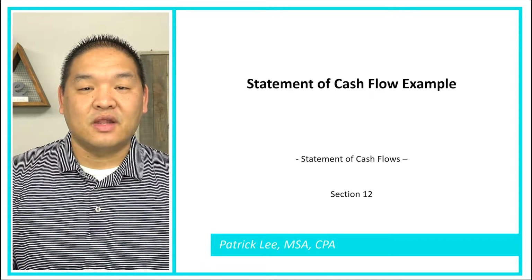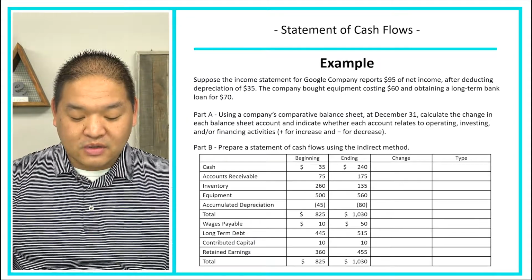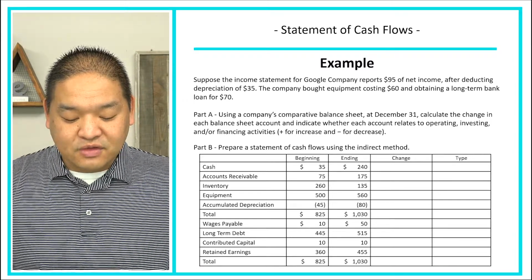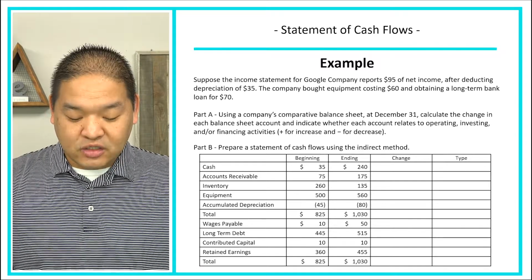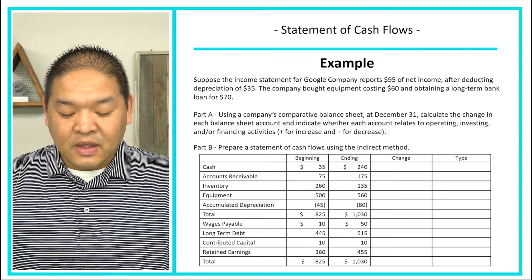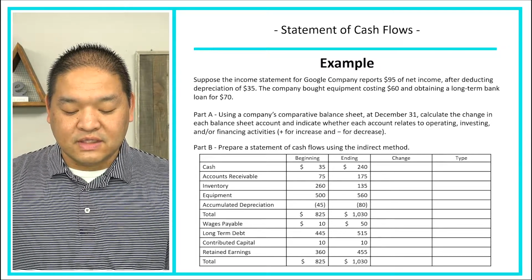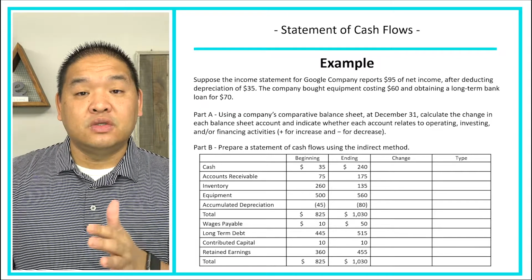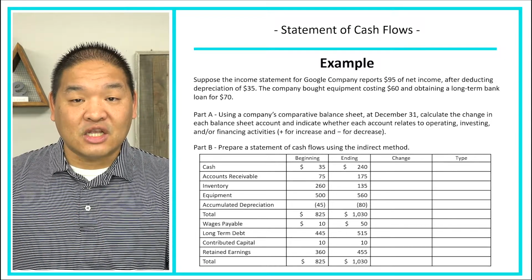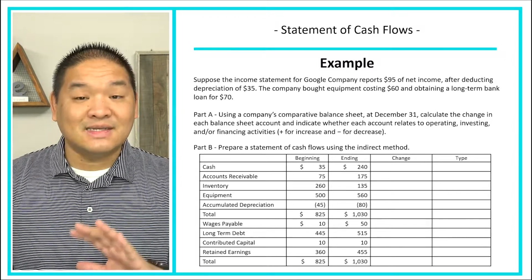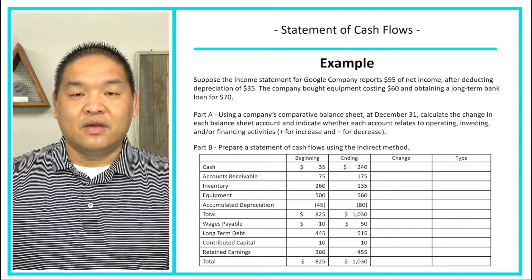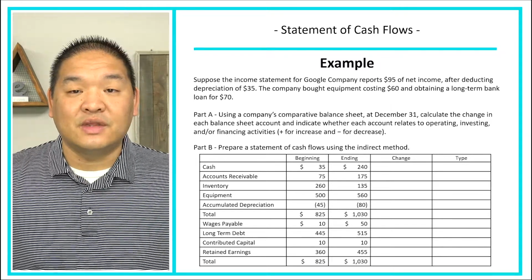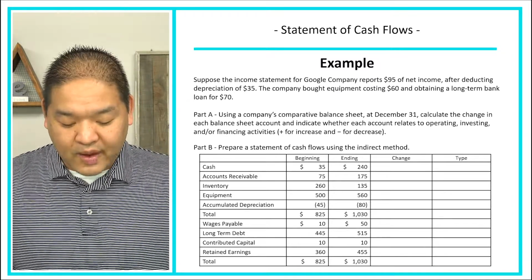All right, so let's get started by looking at our example prompt here. Suppose that the income statement for Google company reports $95 of net income after deducting depreciation of $35. The company bought equipment costing $60 and obtained a long-term loan of $70. So again, that's an example of getting additional information that we might need to do the investing and financing activity section of the statement of cash flow. So we need that $60 and $70 because there could be other ins and outs that we don't know about that we'll need to separate. So that gives us some ability to understand what the changes in those two sections are going to look like.